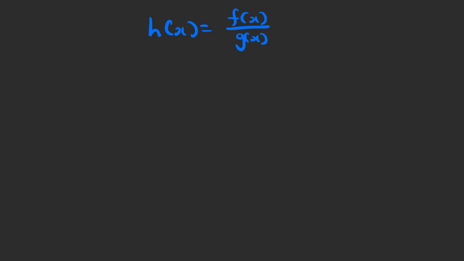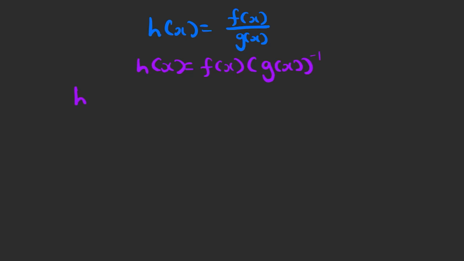How would we differentiate a fraction h of x such that it's equal to f of x over g of x? Well, the way I'd go about this is firstly writing h of x as the product of f of x times g of x to the power of -1. Now I can allow myself to use the product rule, so let's proceed and use the product rule.